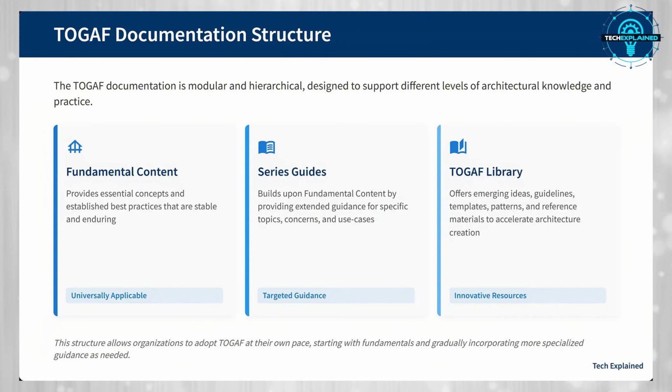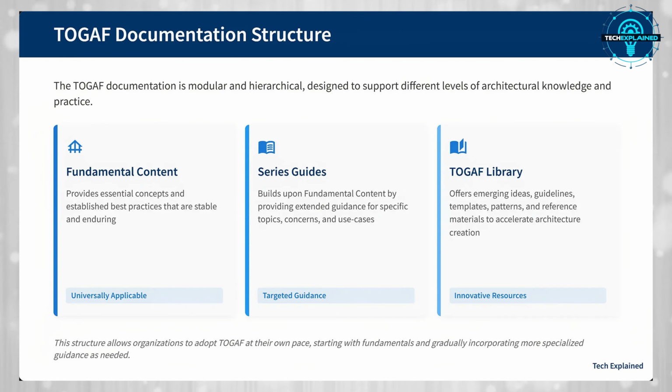Now, the TOGAF documentation isn't just one massive book that you have to read cover to cover. It's actually structured in a really smart way that makes it accessible to different levels of users. Think of it like a meal with different courses. You can start with the fundamentals and then add more specialized dishes as needed. The TOGAF documentation has three main parts. First, there's the TOGAF fundamental content, which provides the essential concepts and established best practices that are stable and enduring. These are the universal principles that apply pretty much everywhere.